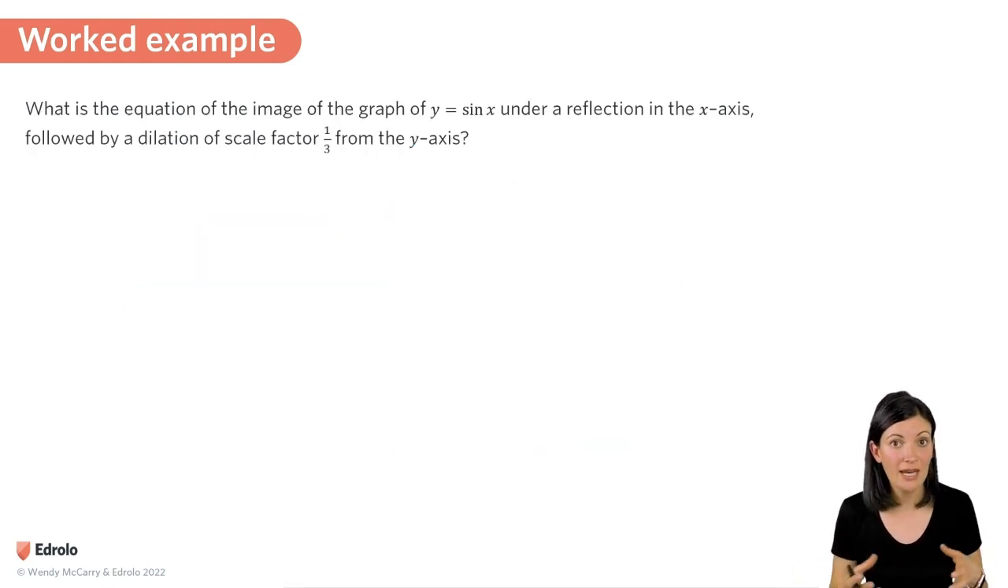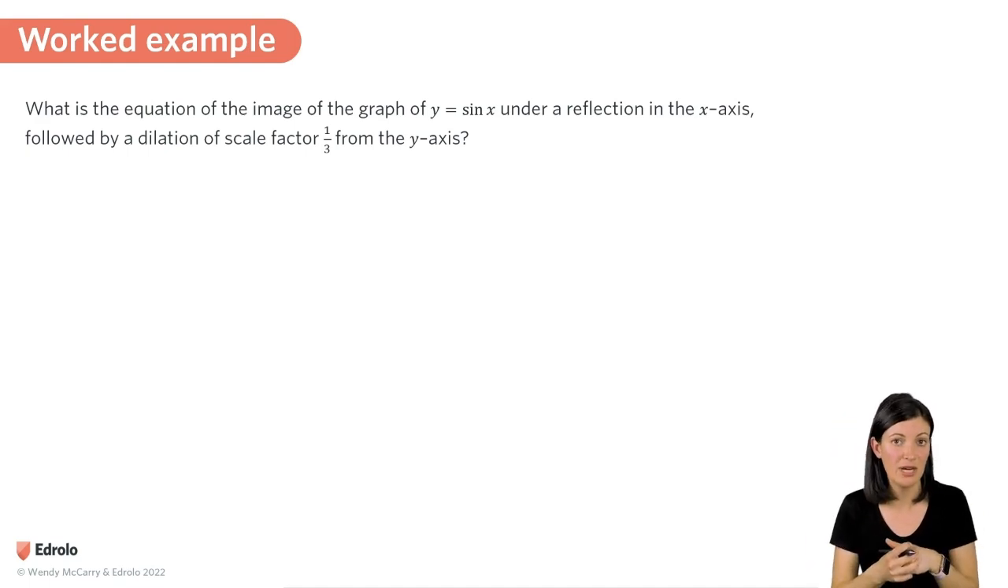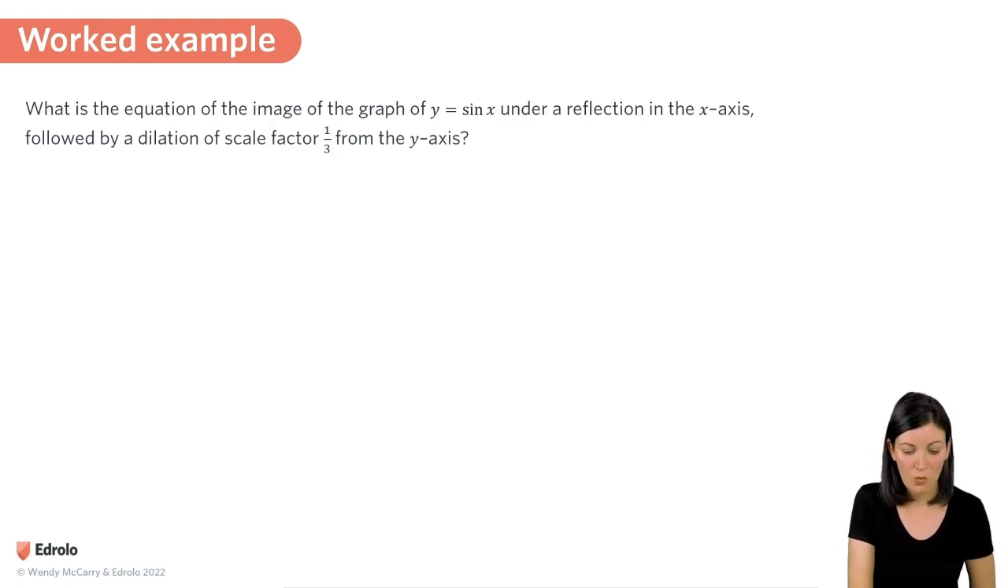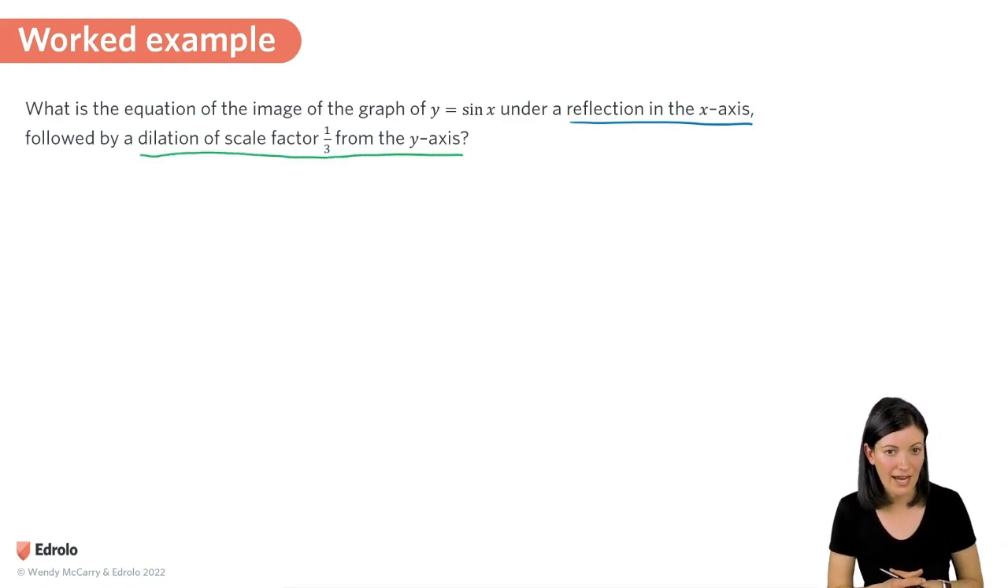Okay, so we also need to be able to write down the equation of our function from words. So you might get a list of transformations and you need to be able to come up with the equation. So what is the equation of the image of the graph of y equals sine x under a reflection in the x-axis, followed by a dilation of scale factor a third from the y-axis?